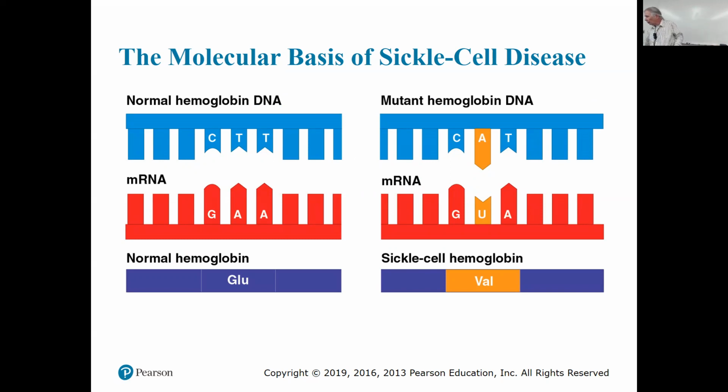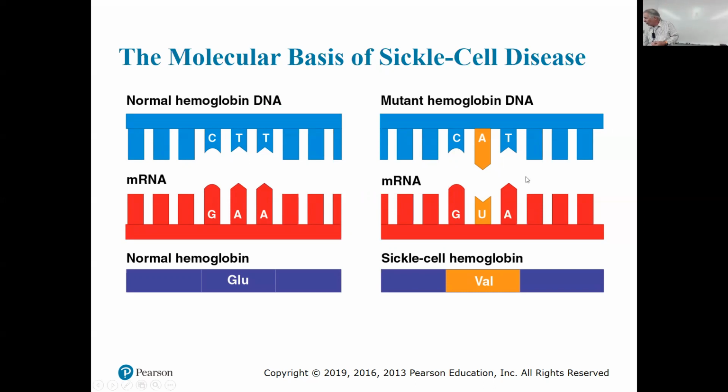So here's normal hemoglobin DNA, CTT. Its complementary sequence in the mRNA is GAA. That codes for an amino acid called glutamic acid. But then, in some individuals, and these just happen randomly, you can't predict them, the DNA polymerase is going to make an error in copying DNA. Instead of having CTT here, it puts an A there instead. It made a mistake. It's a typo.